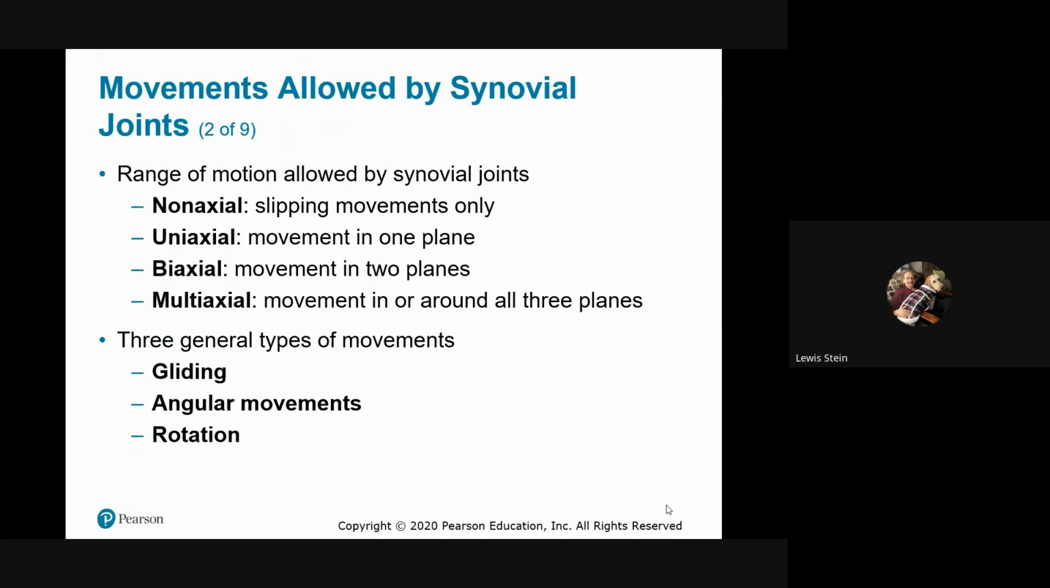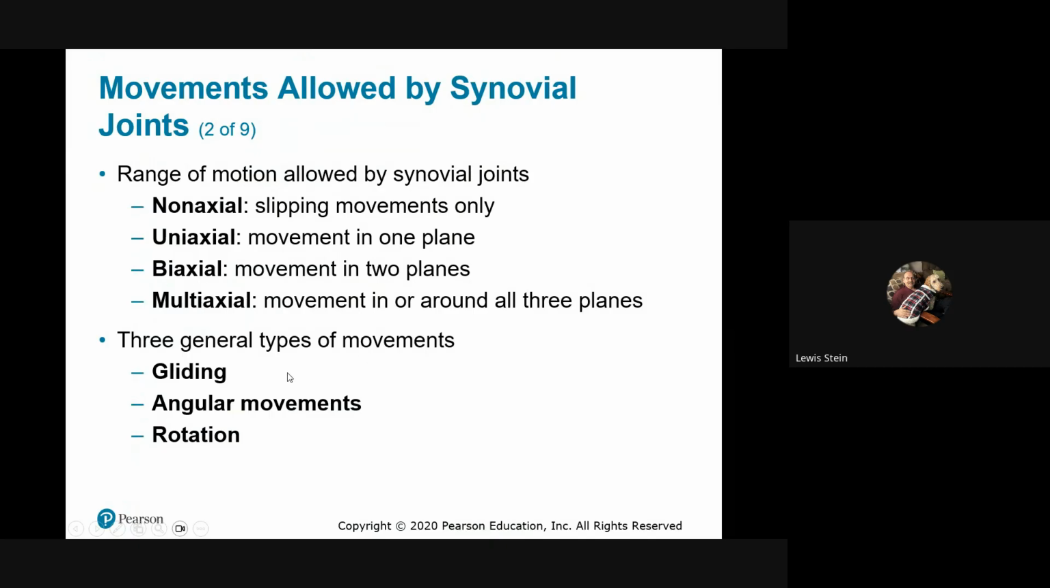So when we look at those motions and we add them together, we're able to ask, is it one axis? In other words, is it just moving in one particular plane? Is it more than one? Is it two, or is it three? Or is it basically doesn't really move in any plane, it just sort of shifts and slides? And that's really what you're going to see. So we have non-axial, uniaxial, biaxial, and multi-axial. So one, two, and effectively all three.